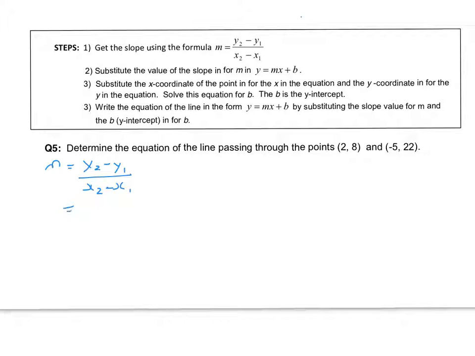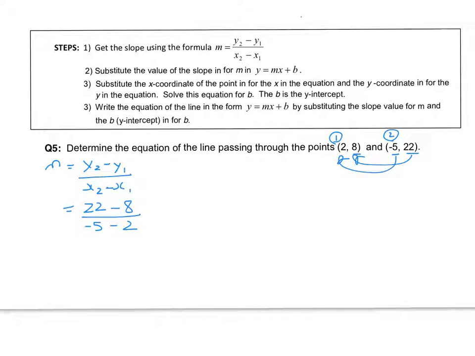Okay, so if I take my points here, I'll call this point 1 and this point 2. I would take my y value, which is 22, from point 2, and then subtract the y value from point 1. So my difference in the y is divided by the difference in the x. So I'm going to go with minus 5 and then take away 2. So order matters. Point 2 minus point 1, point 2 minus point 1.